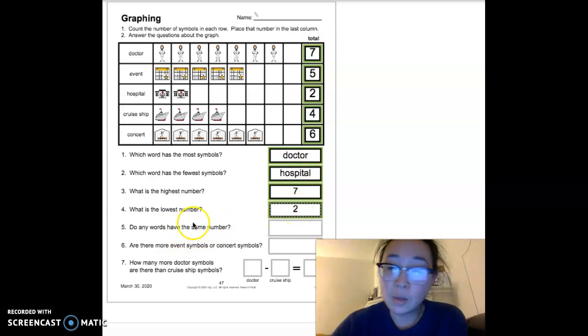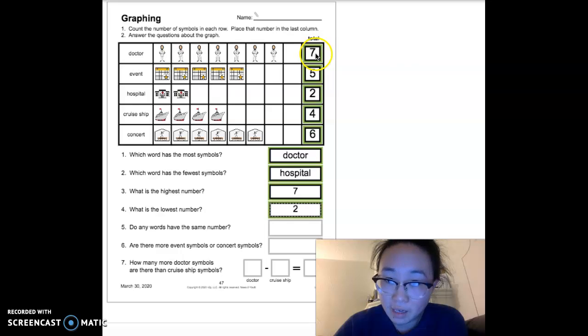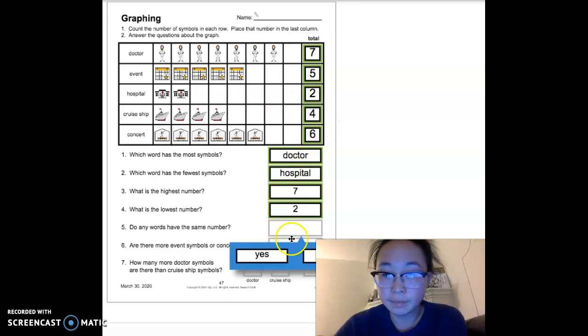This one asks, do any words have the same number? Does any of them have the same numbers? Let's look at the numbers. We have 7, 5, 2, 4, and 6. Are any of them the same? Let's check. No. They're all different. No.